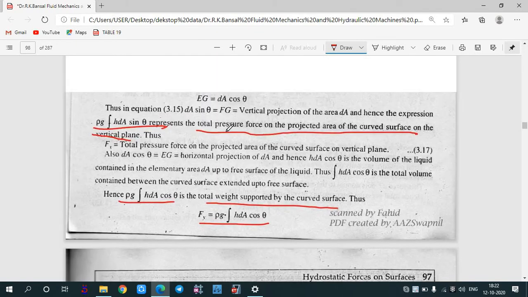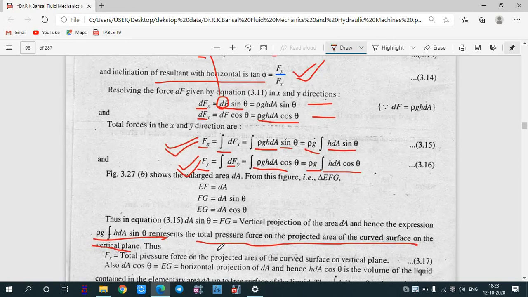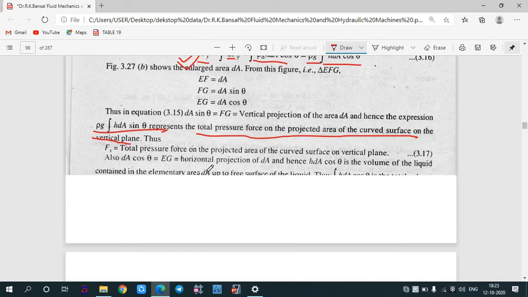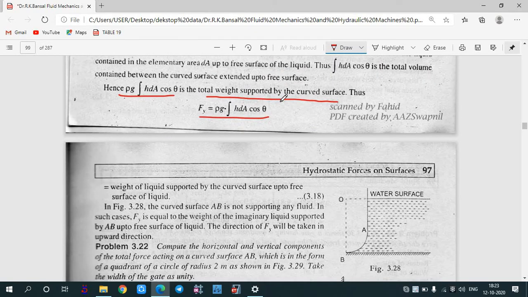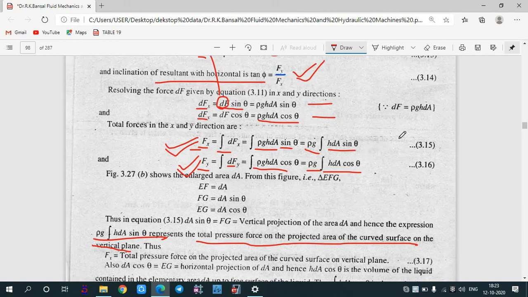So these two terms represent two different things. Fx represents the total force which is acting on the curved portion on the vertical plane. Fy is nothing but the total weight which is acting on the curved surface. So based on that, we will try to evaluate Fx and Fy.